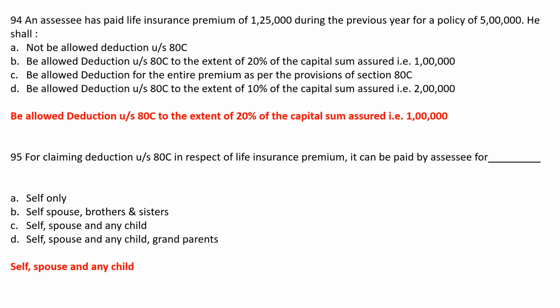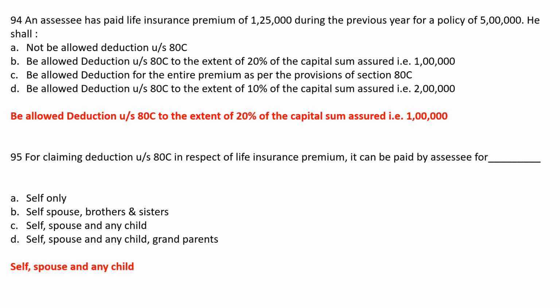An assessee has paid life insurance premium of 1,25,000 during the previous year for a policy of 5 lakh. He shall: option A, not be allowed deduction under 80C; option B, be allowed deduction under 80C to the extent of 20% of the capital sum assured, that is 1 lakh; option C, be allowed deduction for the entire premium as per provision of section 80C; option D, be allowed deduction under 80C to the extent of 10% of the capital sum assured, that is 2 lakh. The correct answer is option B. Be allowed deduction under 80C to the extent of 20% of the capital sum assured, that is 1 lakh.